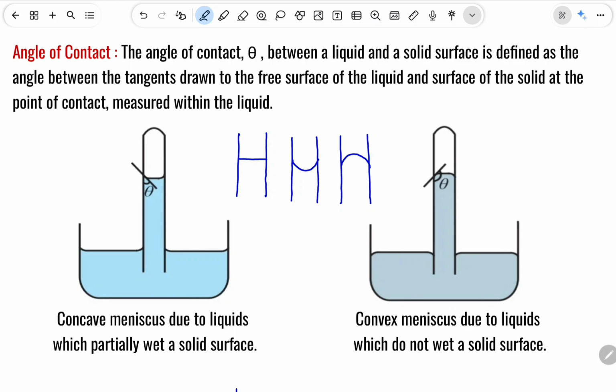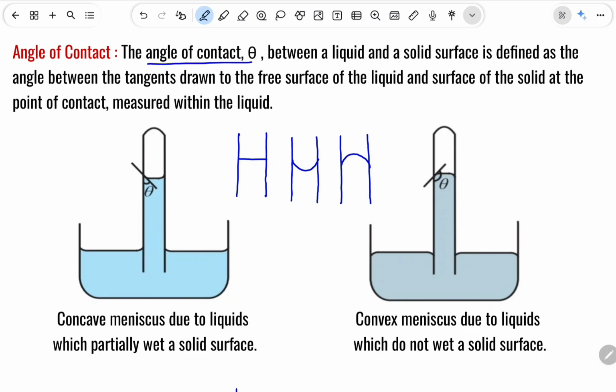Okay, so whenever we fill the liquid in a tube, it is not necessary that the top surface of the fluid will always be flat. It can be curved downwards or it can be curved upwards, and this shape is called as meniscus. Now, the shape of this meniscus, whether it is flat or it is curved upwards or it is curved downwards, it depends on the angle of contact. So let's understand this angle of contact. We'll read the definition first.